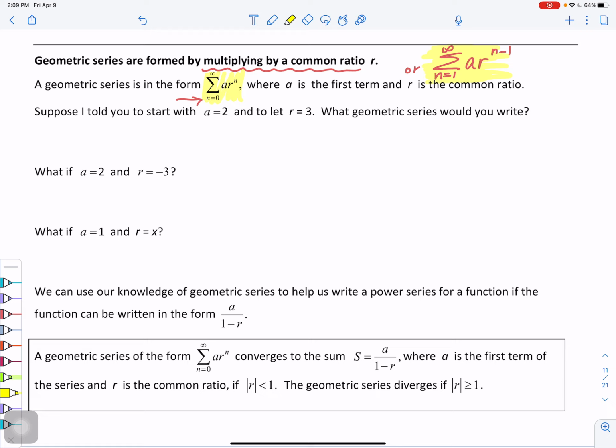Suppose I told you to start with a equal to 2 and let r equal to 3. What geometric series would you write? Okay, well, a is 2, so I'll start with 2. And if r is 3, I'm going to multiply by 3 each time.